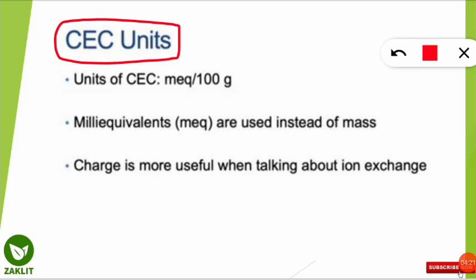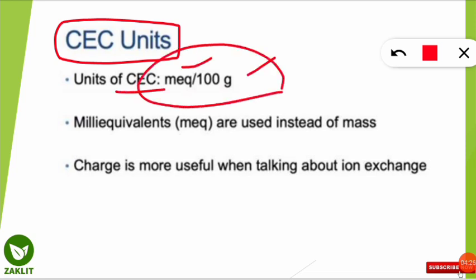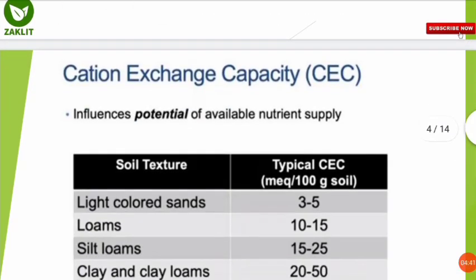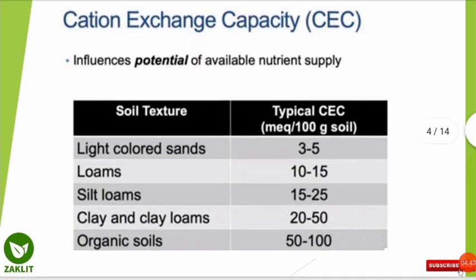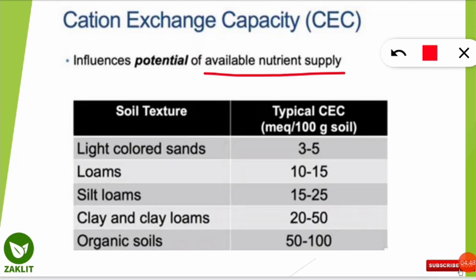Now let us know the unit of cation exchange capacity. The unit of CEC is milliequivalent per 100 gram of soil. Milliequivalent is used instead of mass or weight because charge is involved here, that is, we are talking about the cation's charge. Let's move to the next slide. Cation exchange capacity influences the potential of available nutrient supply. From it, you will be able to say whether the soil has enough potential for nutrient supply to the plants or not, as I said earlier.